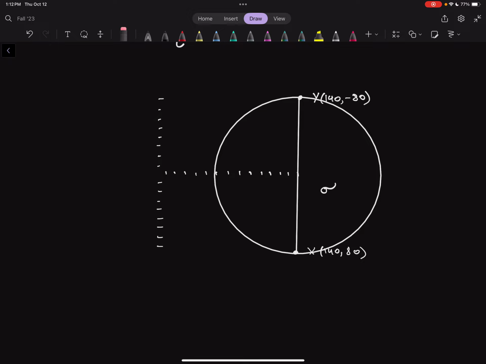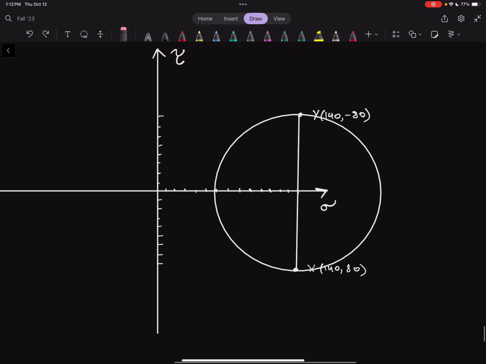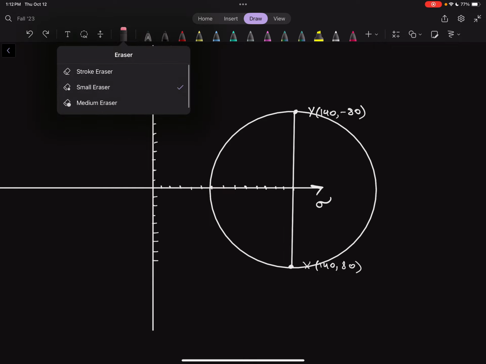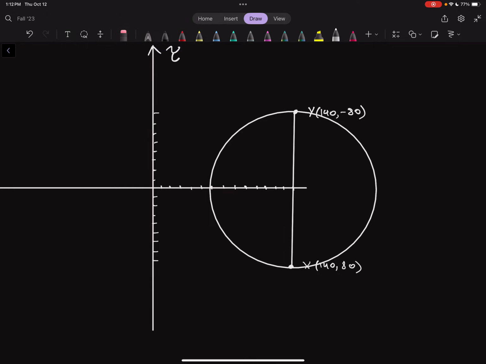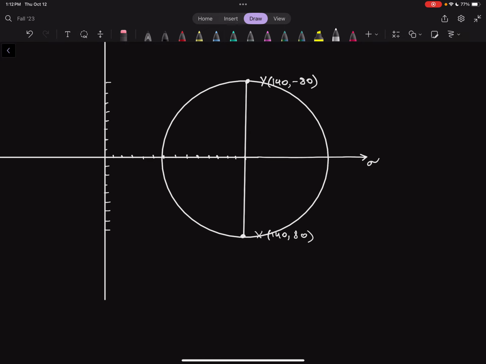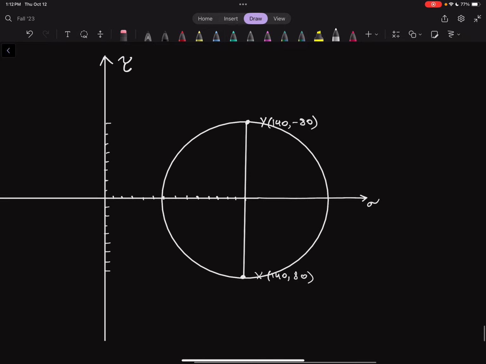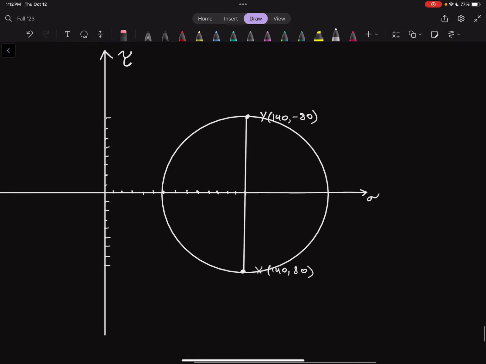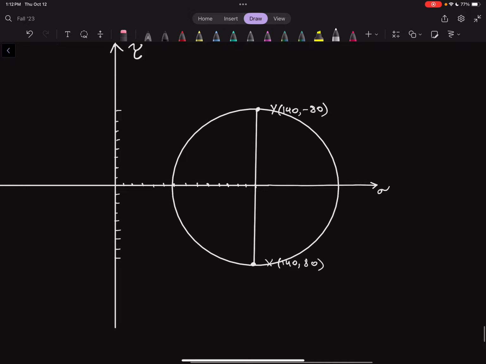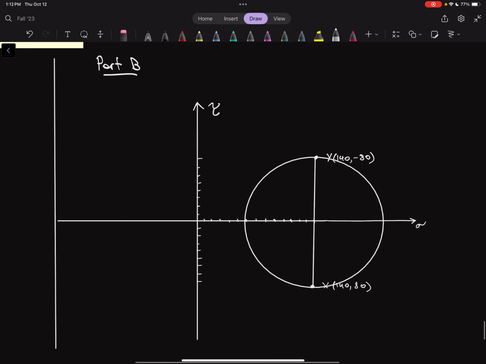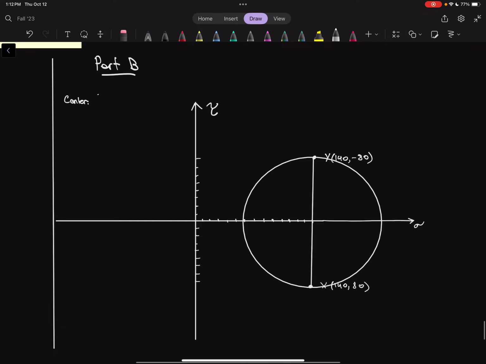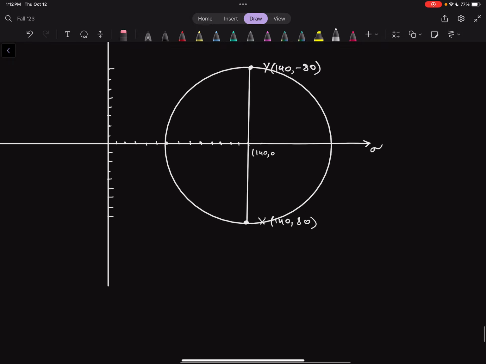So let's expand this all the way down to here, right? Okay, so we expanded to here. Now what are we going to do? Well, we're going to look at a couple things. We're going to find what is our center. So let me write right here, center. Well, that's going to be the average between 140 and 140, which is 140 and 0. So it's going to be right here at 140, 0.